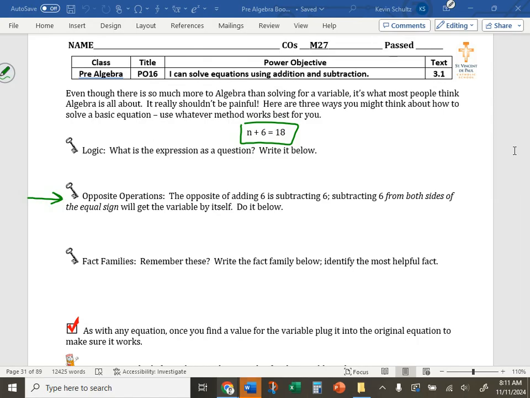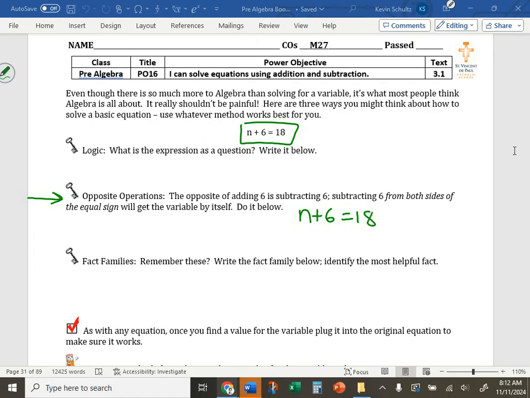I since have said, you know what? Forget this other stuff. I only want you to know opposite operations because logic only takes you so far. In fact, families only take you so far, whereas opposite operations take you everywhere. Any equation that you will come across, you can solve using opposite operations. And so think about opposite operations. Like I said, you probably have seen this before.